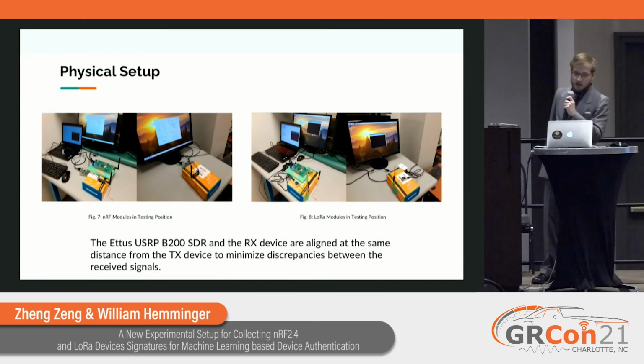So with our physical setup, on the left we have the nRF modules, and on the right we have the LoRa modules. We have the Raspberry Pis fired up, we have the laptop fired up, and you can see that the B200 software-defined radio is aligned with the receiver. This is to minimize discrepancies between the traffic received from the B200 and on the receiver. So if the receiver says we've got a problem with this data, most likely the B200 does as well, or if things look fine on the receiver, the B200 most likely is fine as well.